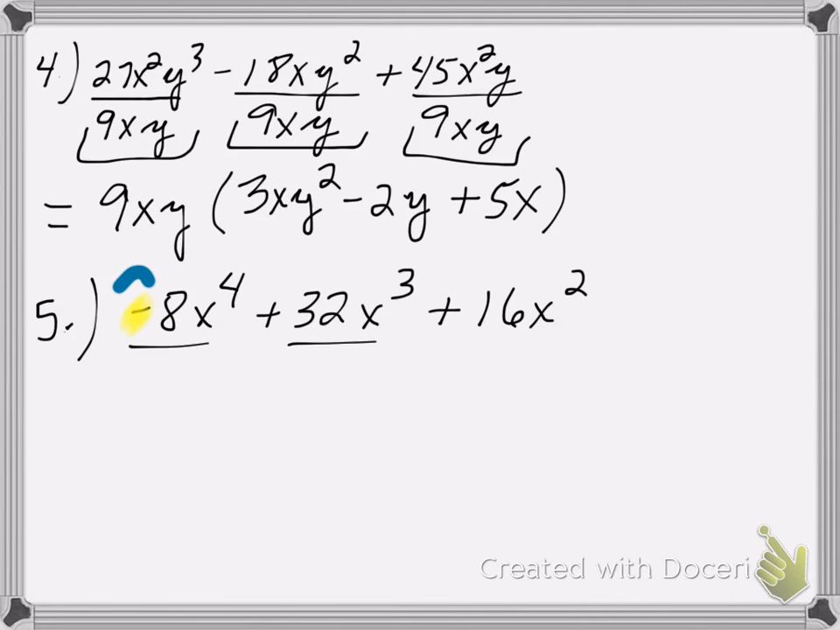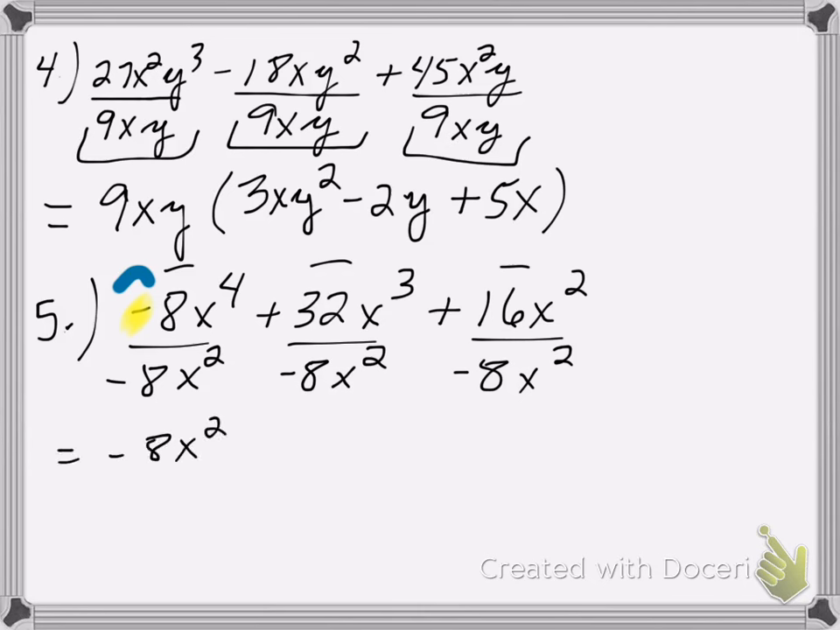In deciding what the GCF is going to be, we look at 8, 32, and 16, and we decide it's going to be 8. And we've already decided as well that it's going to be negative. You can see also that there is a common x here, and the smallest exponent will be 2. Writing this out, we'll say negative 8x squared times positive, be careful with signs here, x squared minus 4x minus 2. And that would be your final answer on that.